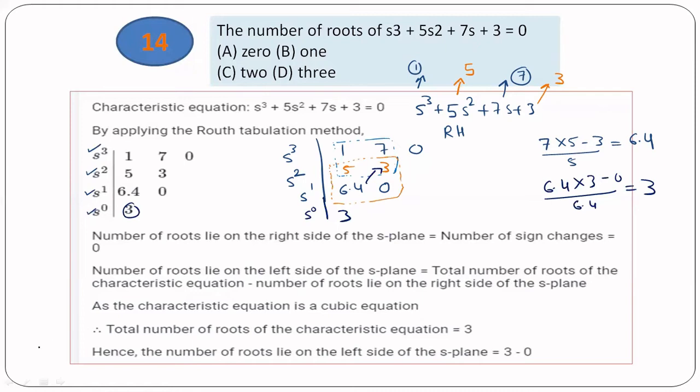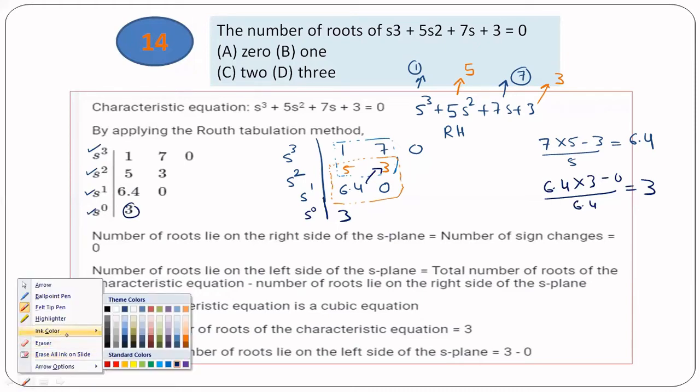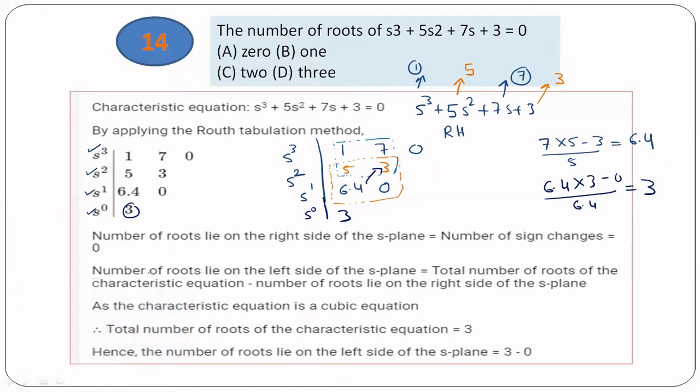Now if we look at the overall solution we have obtained, for s cube, s squared, s1, s0, the total number of roots which lie on the right side of the plane is equal to the number of sign changes, which in this case is 0. As we know, the number of roots on the left side of the plane is equal to the total number of roots of the characteristic equation minus the number of roots on the right of the plane.